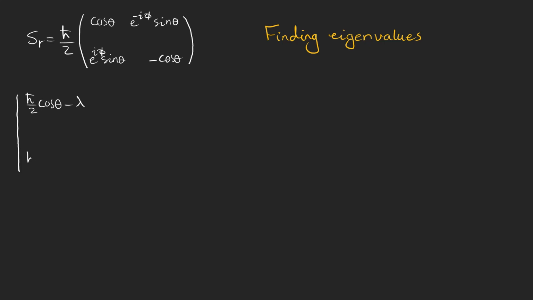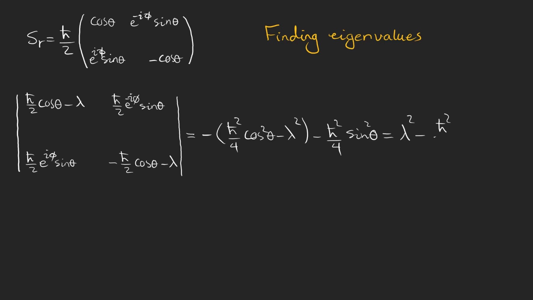To find the eigenvalues, we first need to find the solutions to the characteristic equation, which is a determinant including lambda. Pay attention that we need to include the coefficient h bar half in the determinant. And again, as we expected, the eigenvalues are plus and minus h bar half.